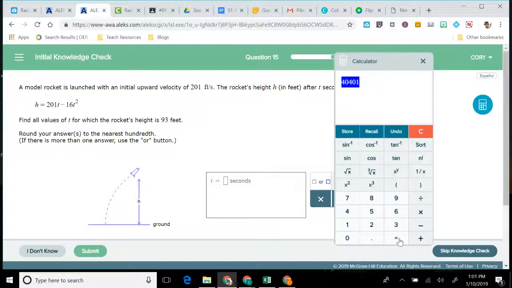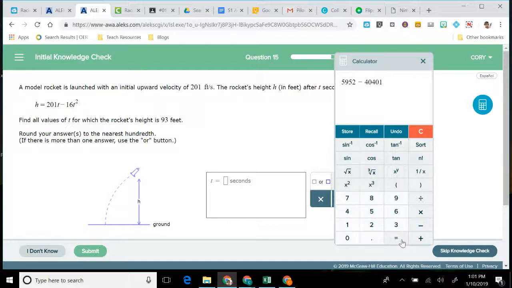40,401 minus negative 4. So it's 3 negatives, so the answer will be positive. So 4 times 16 times 93 is 5,952. All divided by 2 times negative 16, which is negative 32. So now I got to solve this using the quadratic formula. So x will equal negative 201 plus or minus the square root of that minus 5,952.